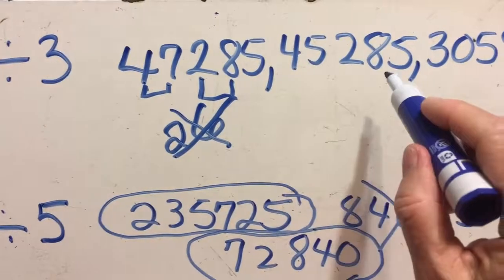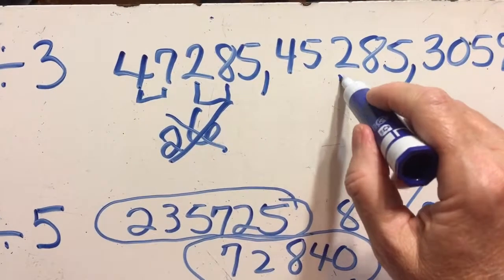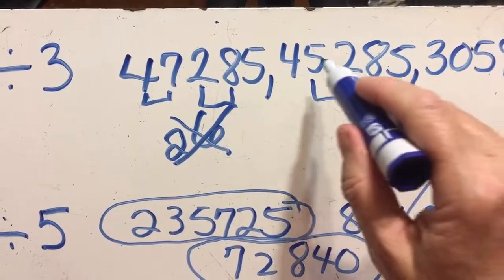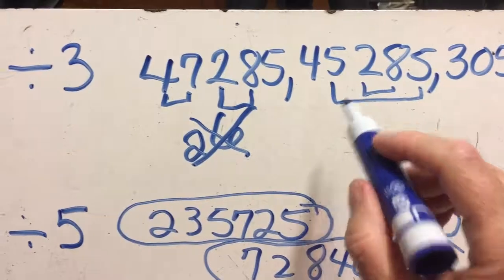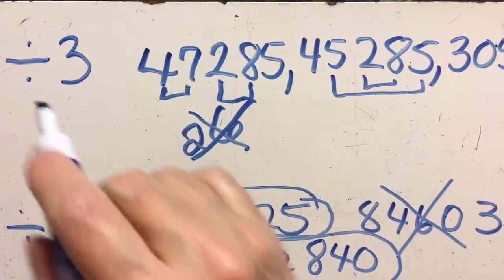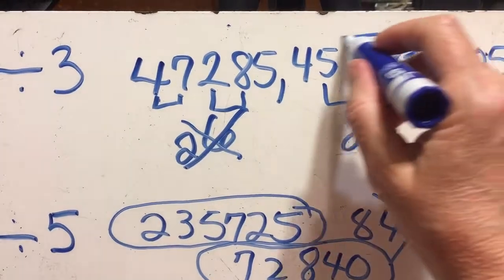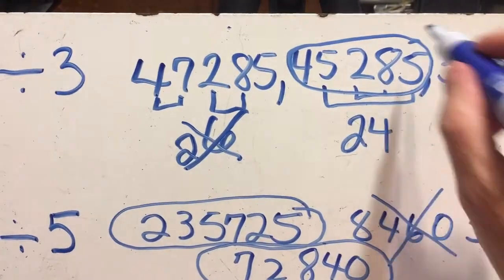Now let's go over here. I see a 10 there, and I see a 10 right there. So that's going to be 24. 24 is a multiple of 3. Therefore, this whole number is going to be divisible by 3.